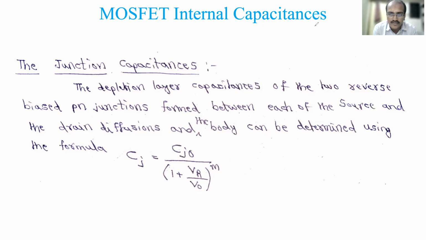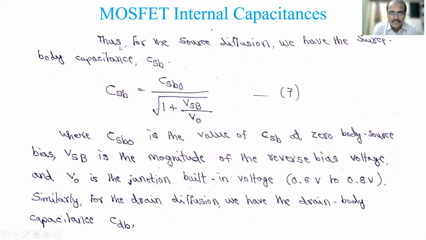So this is the formula. Based on that only, I will calculate the remaining two capacitances, source to body and drain to body, CSB and CDB. For the source diffusion we have the source to body capacitance CSB, and it is calculated from that same formula, CSB0 divided by the square root of 1 plus VSB by V naught, because there it was 1 plus VSB by V naught to the power m. Now I have considered m as 1 by 2, and 1 by 2 means the square root.